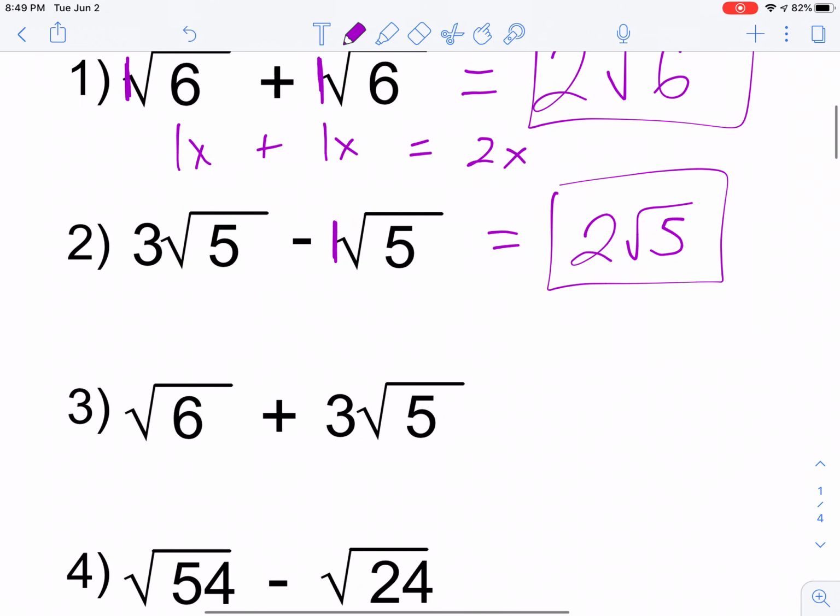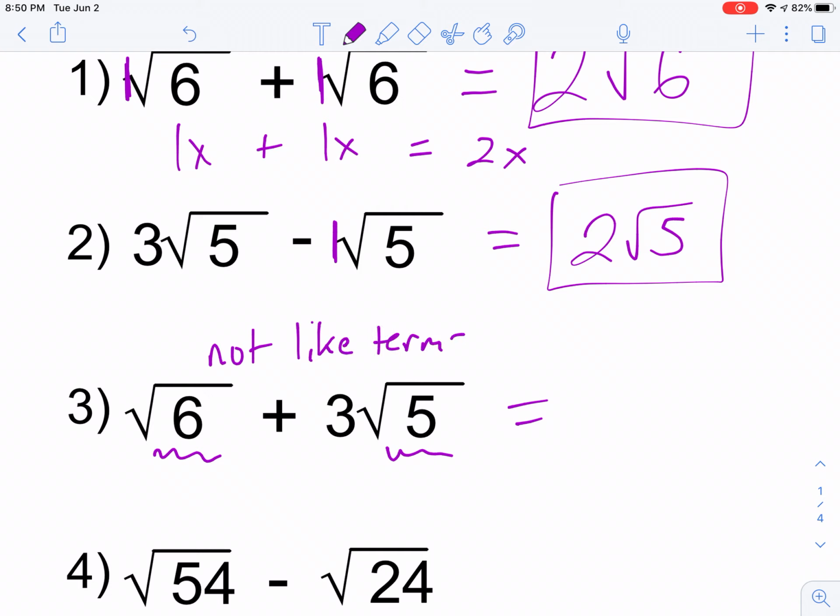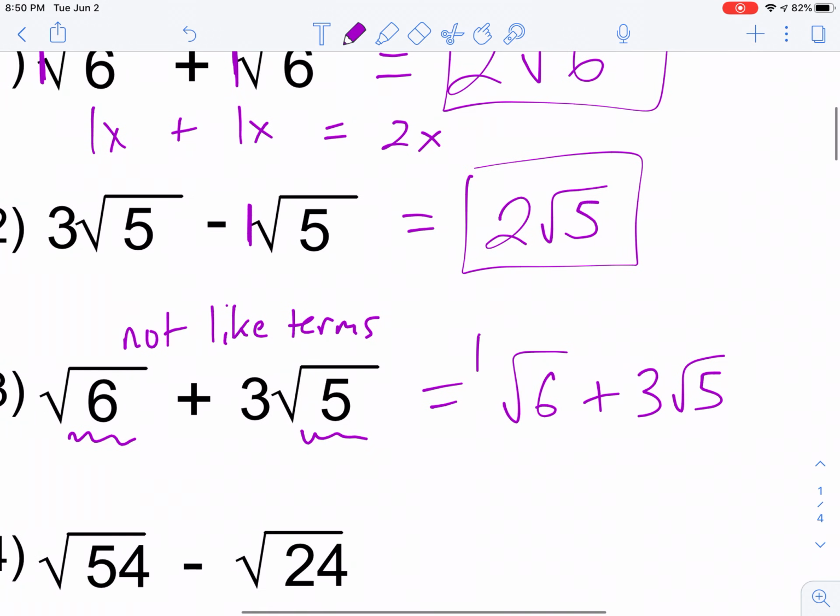Now in this next one, you have a root 6 plus a root 5. Guess what? They're not like terms. Therefore, you cannot add them. So this answer will just be exactly what you see. There's nothing to add there. There's nothing to simplify. You cannot add them together, so you would just write root 6 plus 3 root 5 as your answer.